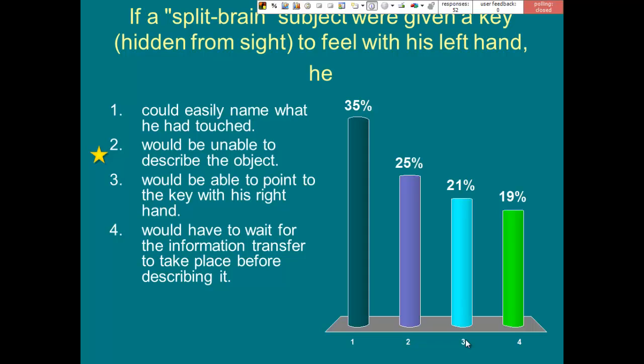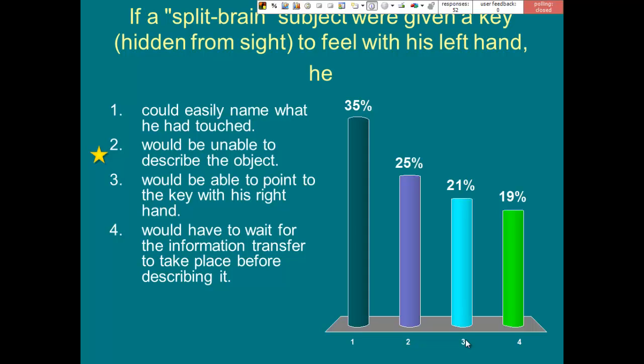So you tell the person now to touch the key. The touching of the key goes, what? From the left hand to the right brain. So the only part of the brain that knows there's a key there is the right brain. Which brain controls language? The left brain. So one could easily name what he has touched? No, the information's only up here. Corpus callosum has been cut, doesn't share the information.